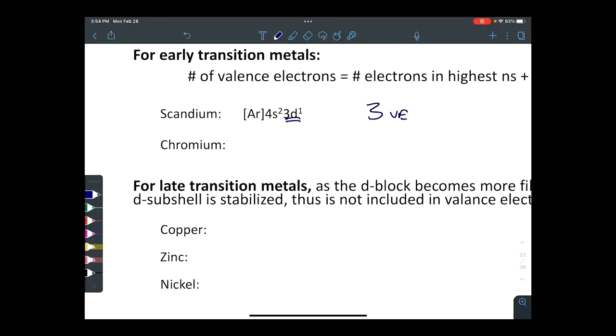So if we do chromium here, so I didn't write it out. So chromium is argon, 4s2, 3d what? 1, 2, 3, 4 of them. Oh, sorry, but this is an anomalous one. So 4s1, 3d5. So chromium has how many valence electrons? 6. Yes, has 6. We oftentimes see chromium 6 cations out there, right?